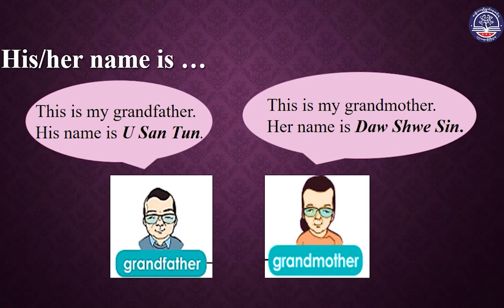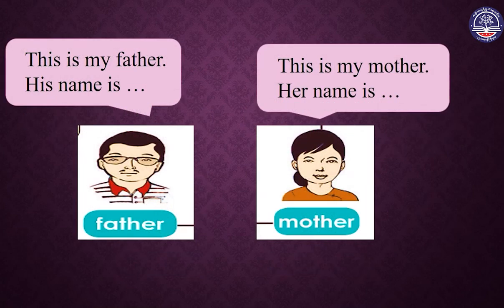Okay, so now let's see the next one. Well, this time, look at the picture. Who are they? Yes, father and mother. This time you have to talk about your father and mother, okay? So how can we talk about our father? Yes, this is my father. His name is Upa, like that. So you can use your dad's name, okay?